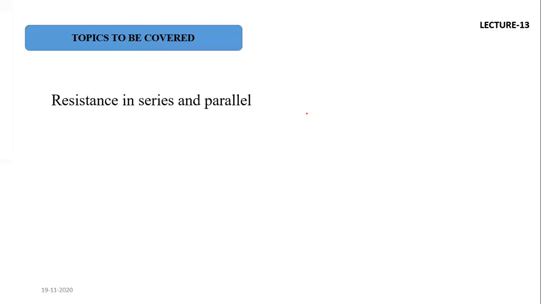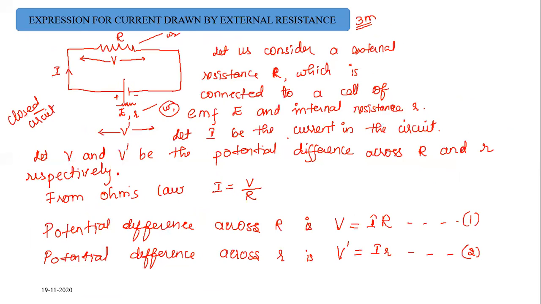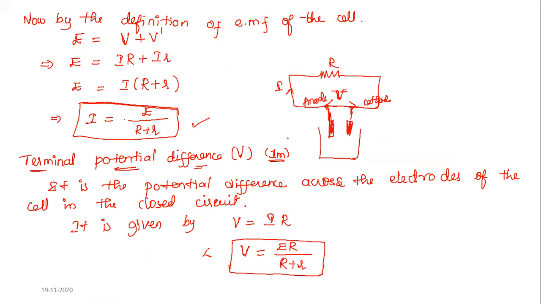Good afternoon, dear students. In the previous class, we studied the current drawn by an external resistance. The expression is I equals E divided by R plus r, where E is the EMF of the cell, R is the external resistance, and r is the internal resistance.